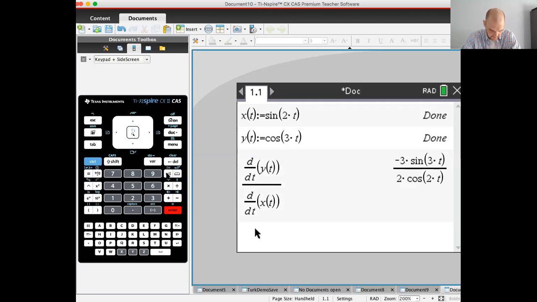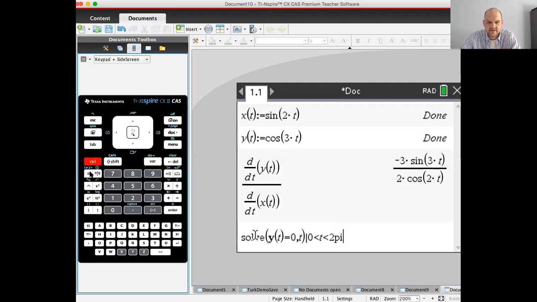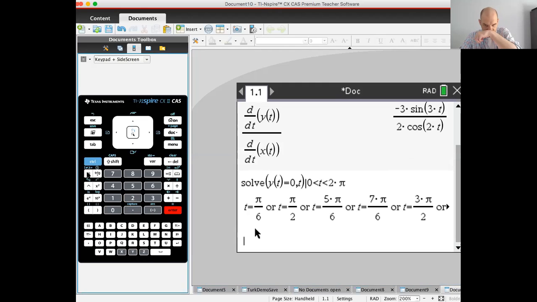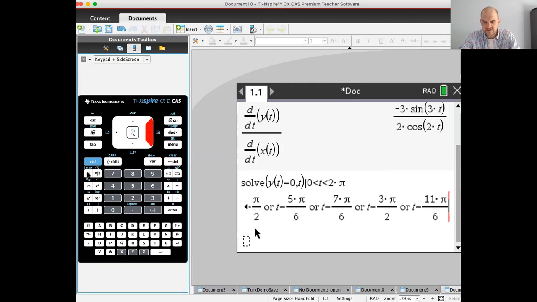And then if we wanted to, we could solve y of t equals 0 for t, but let's limit it to 0 to 2 pi. So such that, and all the inequalities is control equals, gives you there. Press enter. So these are all the values that we found. Holy cow.